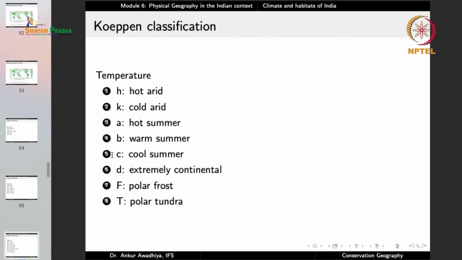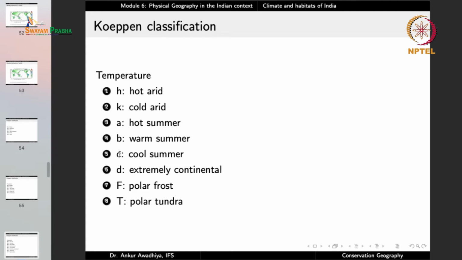But for the purpose of this course, it is only essential to note that there are different classifications on the basis of temperature. C is a cool summer, so it is warmer than the winter, but it is still cool. And D is extremely continental, which means that it has very hot summers and very cold winters together.